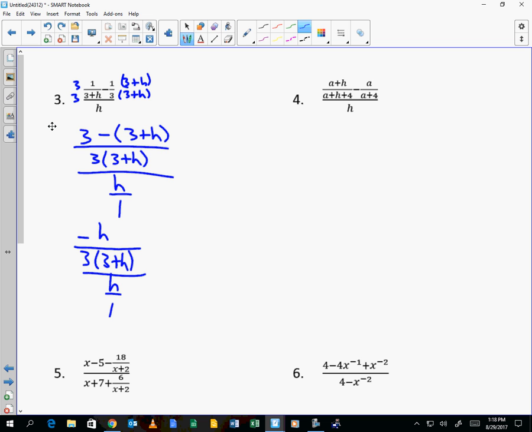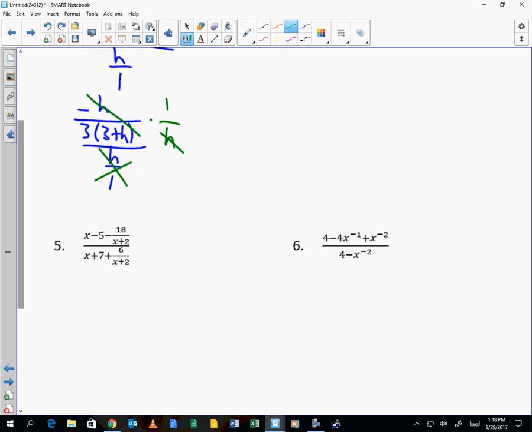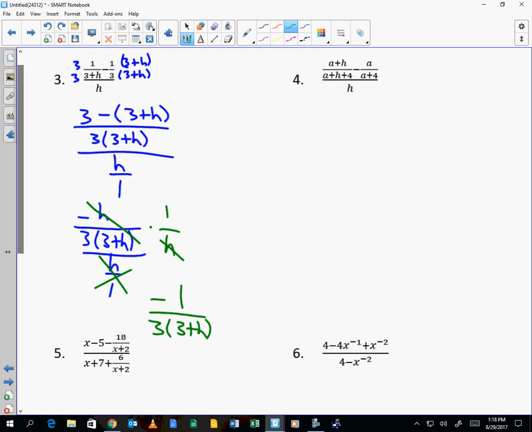Can I now multiply by the reciprocal? Yeah. And what happens? H is canceled. And I get -1 over 3 times 3 plus h. Now you could write it as 9 plus 3h if you like in the denominator. It doesn't really matter. I like to leave it in that factored form. Okay. Number 4.